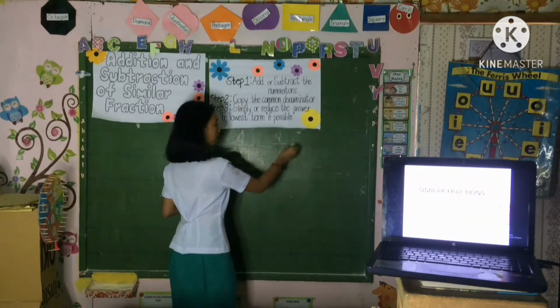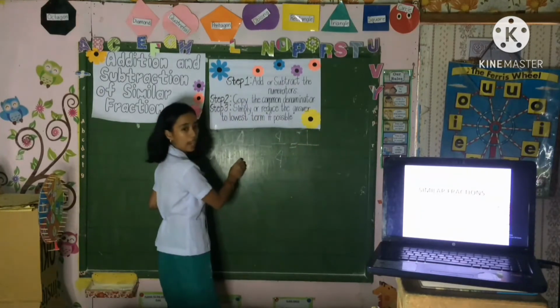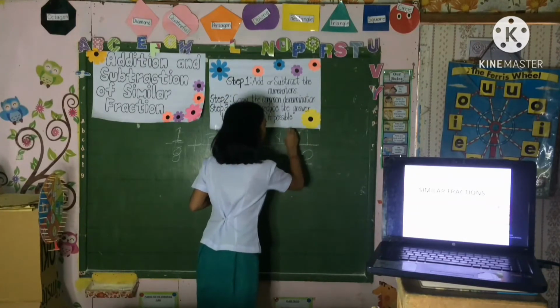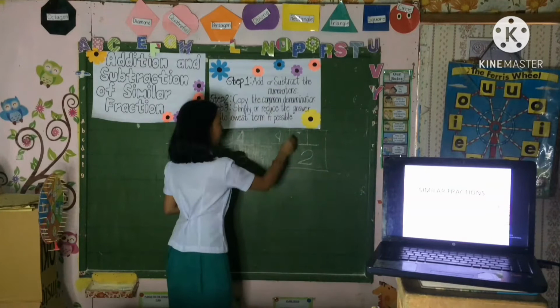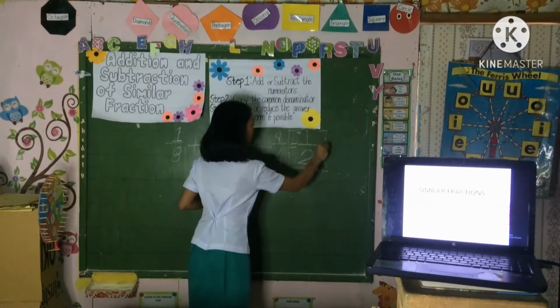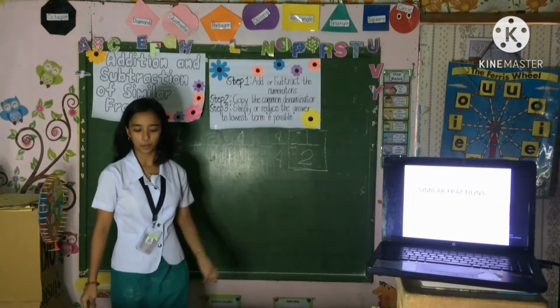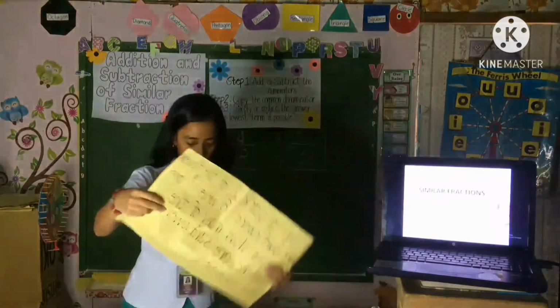4 divided by 4 is equal to 1, and 8 divided by 4 is equal to 2. Therefore, our answer is 1 over 2. So, class, this is the lowest term. Okay, did you understand, class?